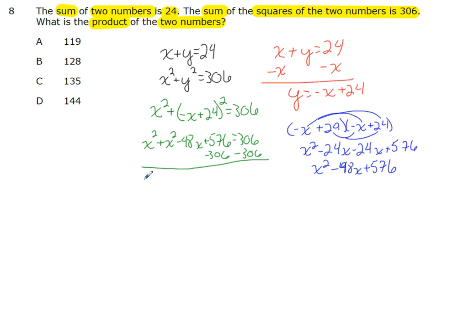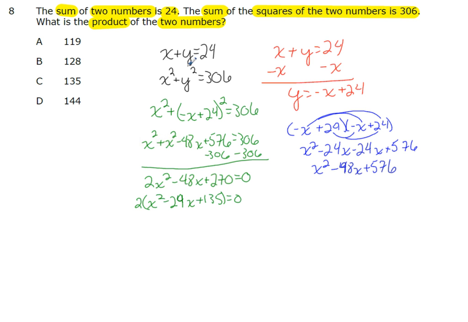So x squared plus x squared is 2x squared. So it's going to be minus 48x. And then 576 minus 306 is 270. Now I'm going to factor this side in order to figure out what my x's could be. You could use the quadratic formula if you wanted to. I see that this has a GCF of 2, so I'm going to go ahead and factor that out. So I get x squared minus 24x plus 135 is equal to 0.